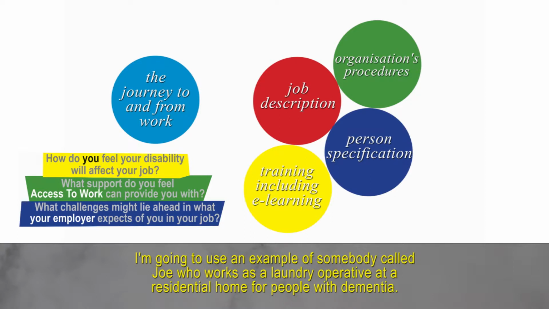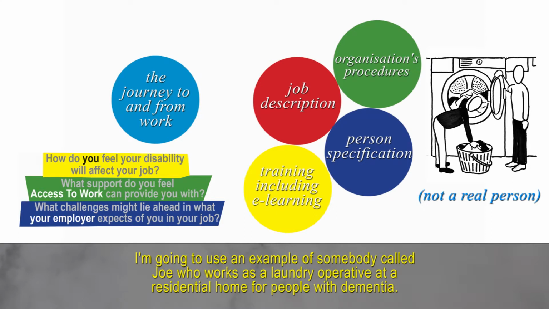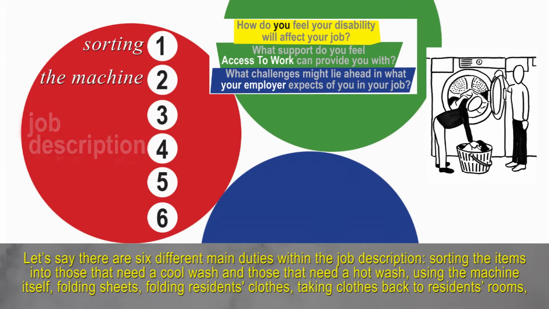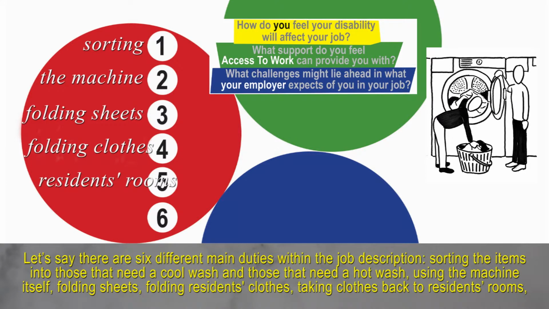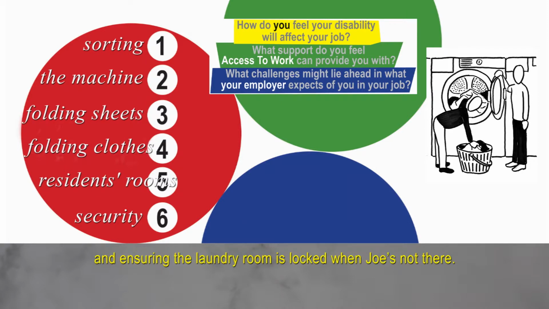I'm going to use an example of somebody called Joe, who works as a laundry operative at a residential home for people with dementia. Let's say there are 6 different main duties within the job description: sorting the items into those that need a cool wash and those that need a hot wash, using the machine itself, folding sheets, folding residents' clothes, taking clothes back to residents' rooms, and ensuring the laundry room is locked when Joe's not there.